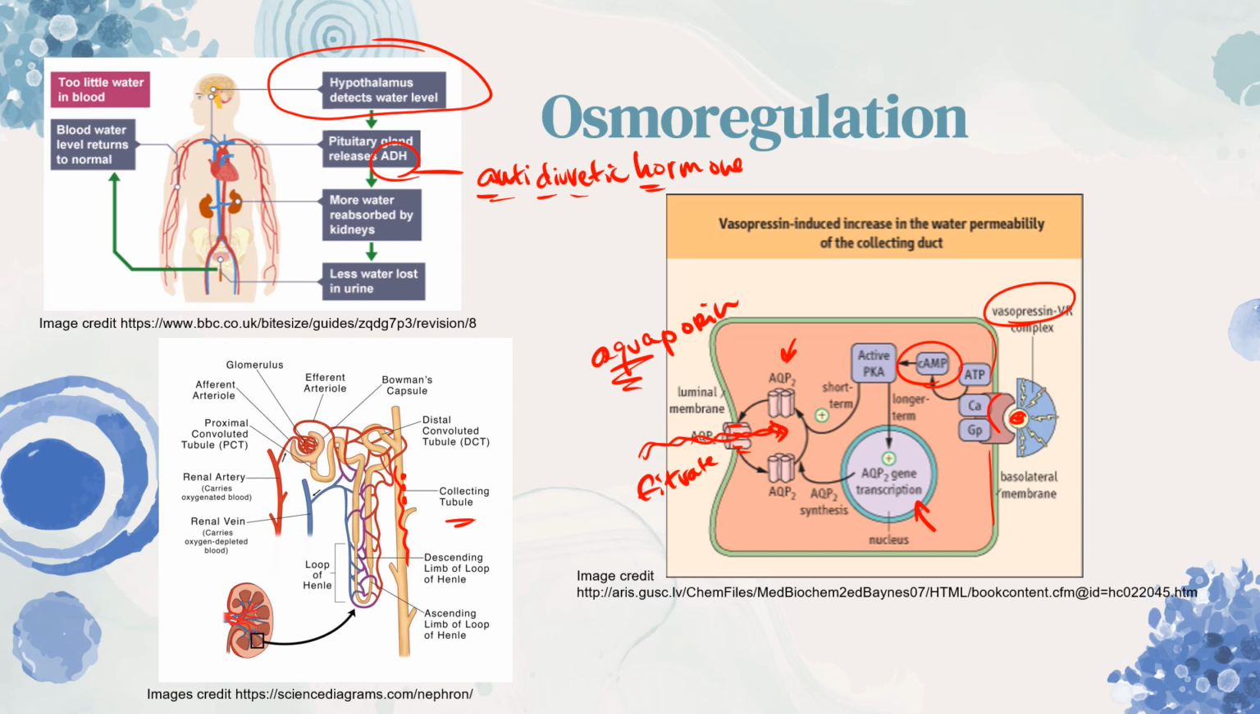Now, if we have been drinking water the way that we should, we don't have that ADH being made. We're not turning on those genes, we're not adding more of those aquaporins, and then we're allowing lots of water to be excreted with the urea in the urine.